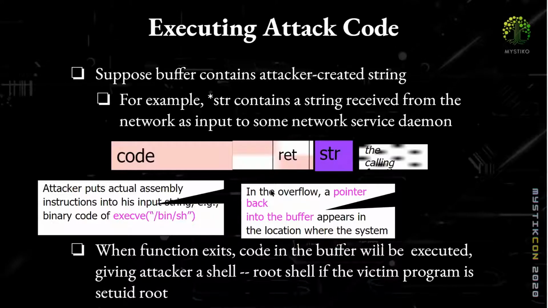Now in the overflow, a pointer back into the buffer will appear in the location where the return address occurs. So basically, after he puts /bin/sh as the argument over here, he causes the return to go to the execv function call, and hence we have a shell on the system from the remote machine. When the function exits, the code in the buffer will be executed, giving the attacker a shell, a root shell if the victim program is SUID root.